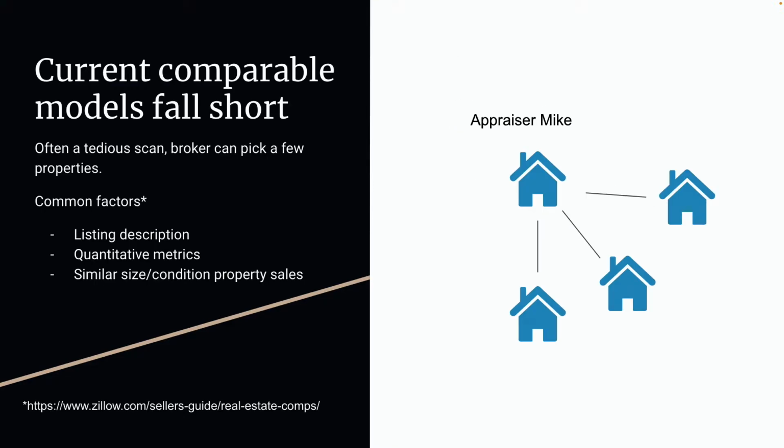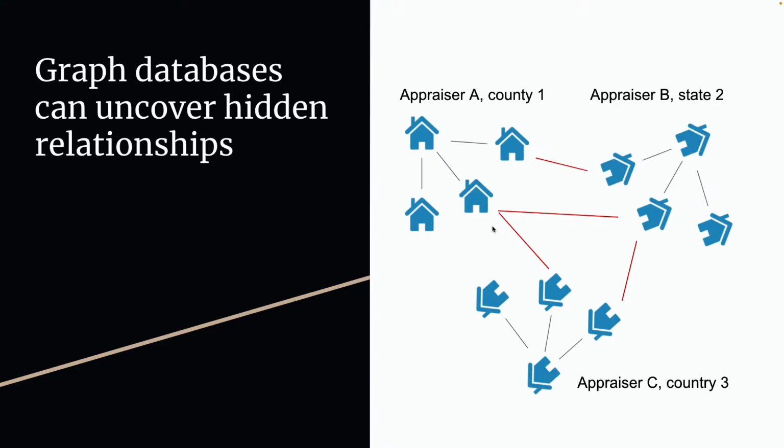To elaborate on that, current comparable models really fall short. You could have an appraiser, Mike, finding three different properties and coming up with some very custom model for determining that, but it might not be that accurate in all cases. But what's interesting is graph databases can uncover hidden relationships between appraisers or between agents, in that when property A is comparable to B and property C is comparable to B, A is comparable to C transitively.